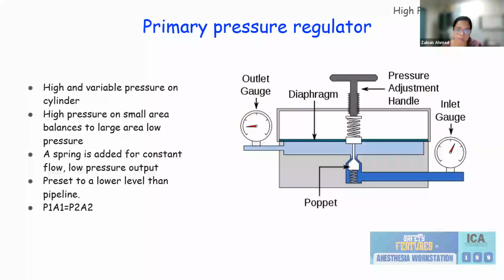So it will get balanced with a low pressure. So a spring is added for a constant flow and a low pressure output. Then we have to remember that it is always preset to a lower level than the pipeline, so that preferentially your pipeline is used and the cylinder is not exhausted.